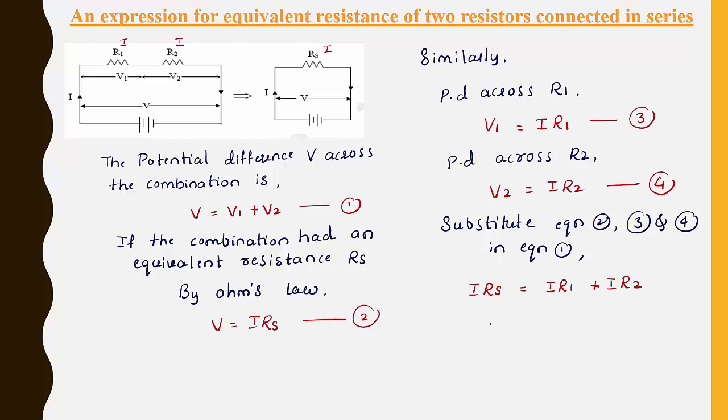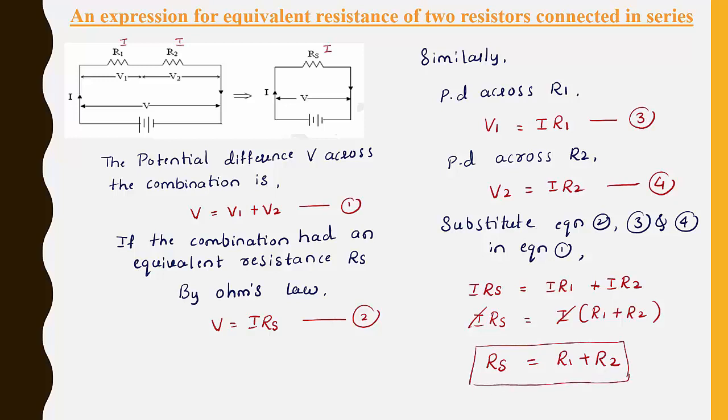Now this equation can be written as I Rs, keep as it is here. Current I is common, take it outside, remaining is R1 plus R2. So here I will get cancelled. Remaining is Rs equal to R1 plus R2. So the equivalent resistor Rs is equal to the sum of the two resistors R1 and R2. So this is an expression for the equivalent resistance of two resistors connected in series.